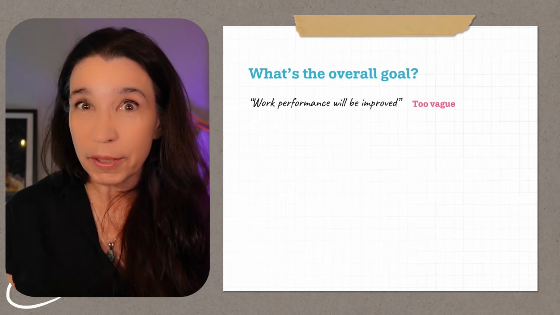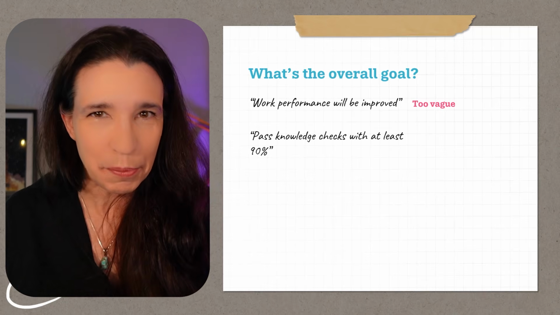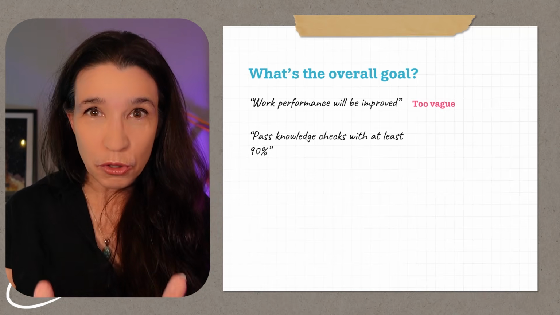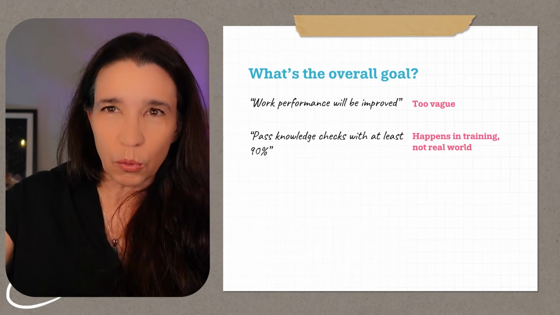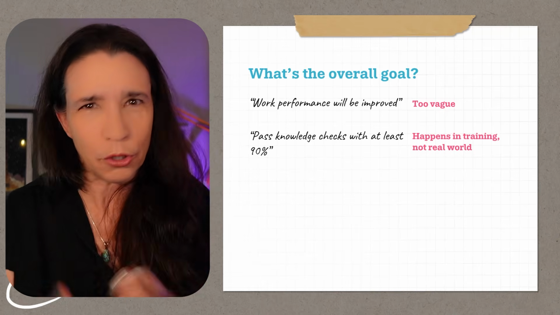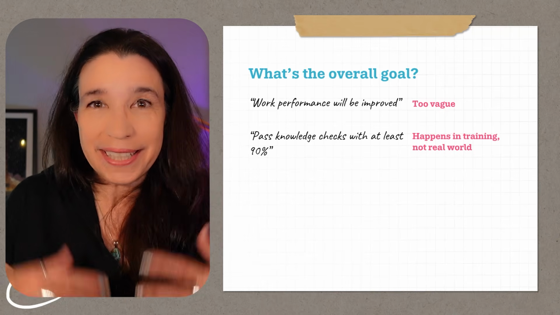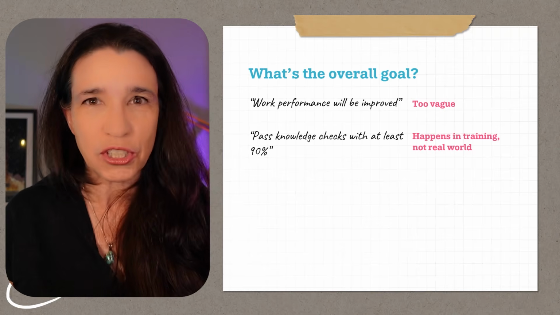Another super common culprit is learners will pass knowledge checks with a score of at least 90%. Okay, that's measurable and observable, but it's describing something that's going to happen in the course, not the real world. So it's like you're saying the goal of the course is to do well in the course. There's certainly a reason why getting 90% in the course matters. I just don't know what that reason is by just looking at this.